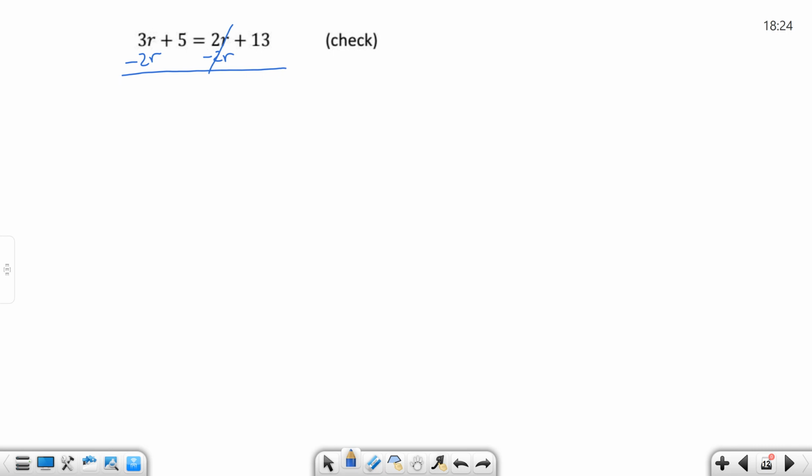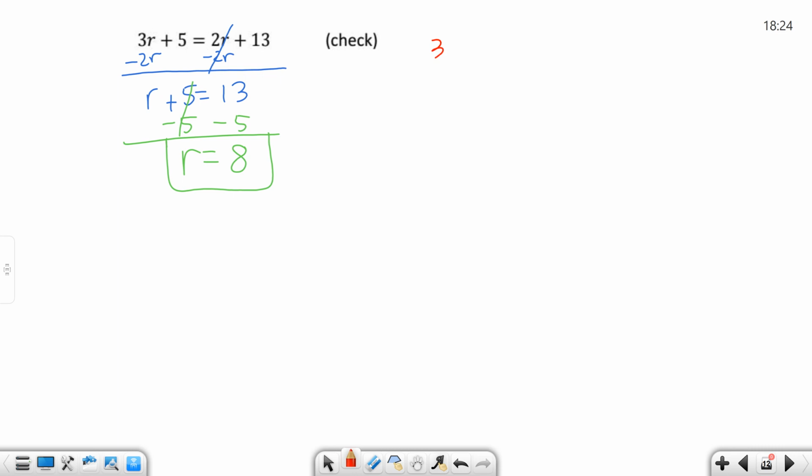So 3R minus 2R is just good old 1R. Remember, we don't put the 1 there. It's 1R means R. Just put R. R and then bring down your plus 5 equals what? 13. And now, what do I need to do? The 13's by itself. Move the 5 by subtracting it from both sides. So then R equals 13 minus 5 is 8. R equals 8. Now we're going to check it.